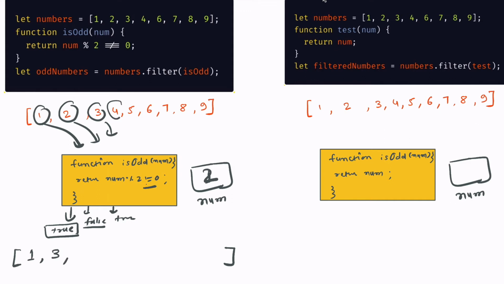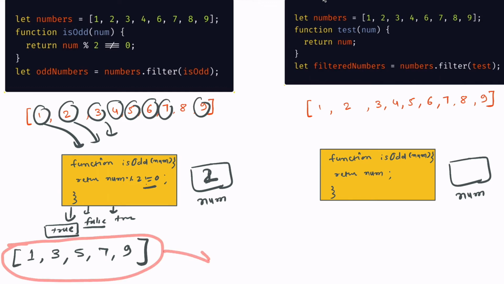For 4, it is false, so nothing will happen. For 5, it will return true, and because the value is true, 5 will be stored. Similarly, 6, nothing will happen. 7 will be stored here, and 9 will be stored here. And because now 9 is stored, the final output is 13579, and that is what gets returned from the function. So filter will return this array. So the difference between map and filter is map always returns same size of array, but filter will return either same size or lower size of array.